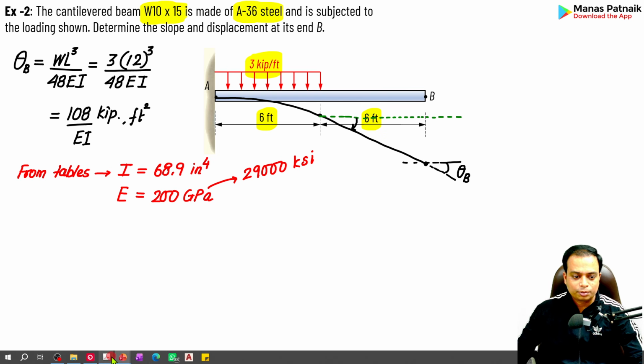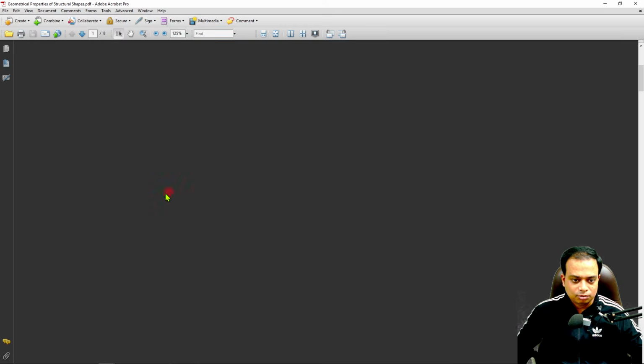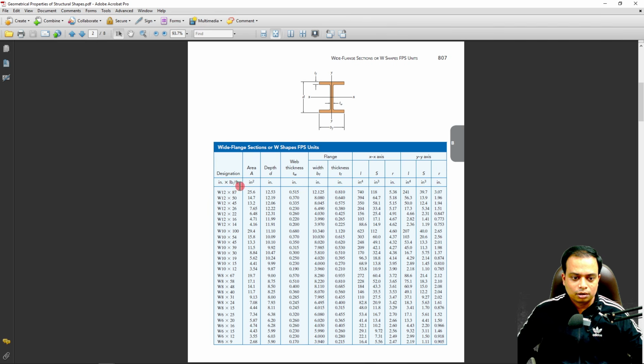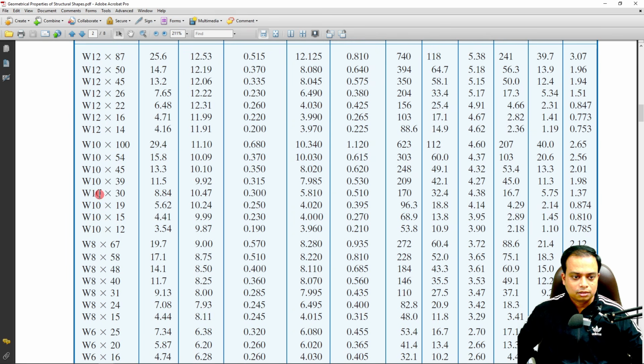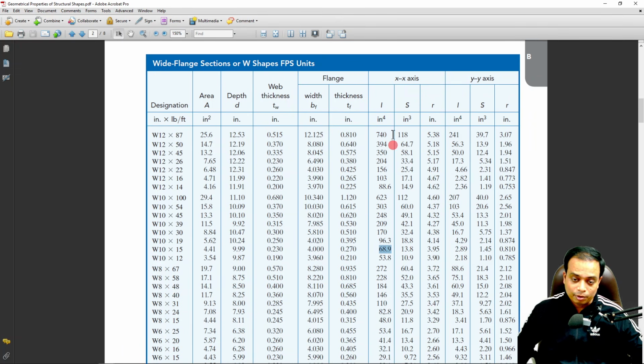This is W10 cross 15. So let me open the geometrical property. W10 cross 15. So this starts from W24 cross 104. This is for an I beam. Okay, W10 cross 15. Got it. Here it is. So this over here, 68.9, is the value of second moment of area, moment of inertia, to be honest. This is what we needed, the value of I. However, it has been given in the FPS system, that is inch raised to the fourth power.